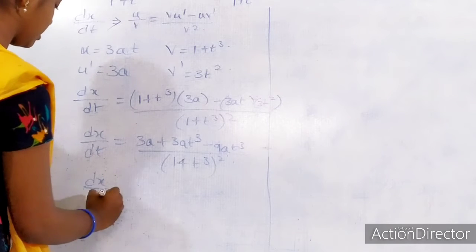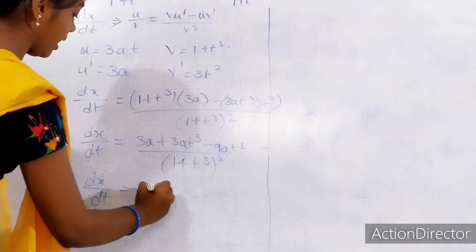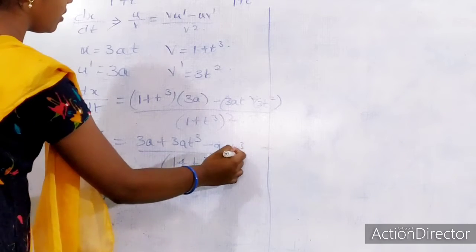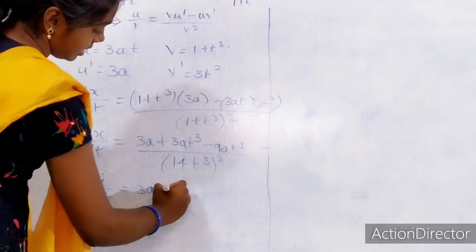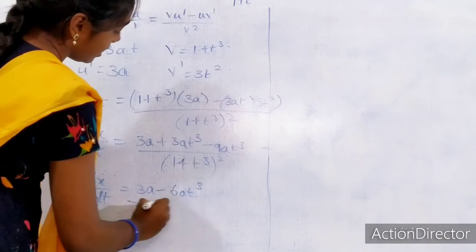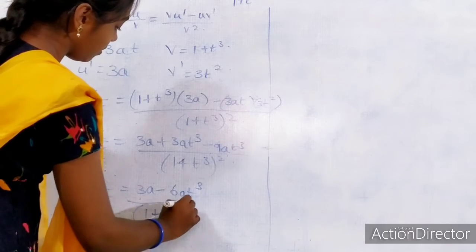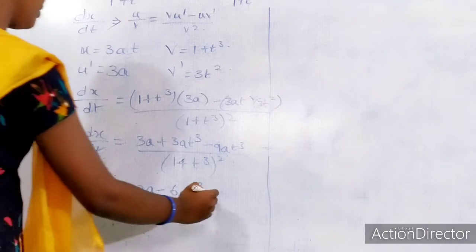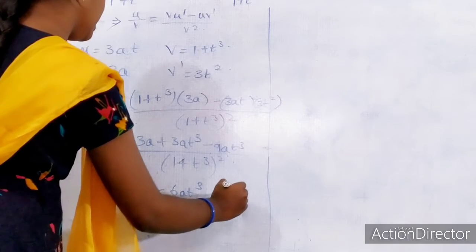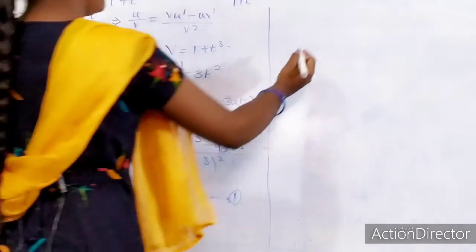dx by dt is equal to 3a minus 9at cube plus 3at cube, that is minus 6at cube, divided by 1 plus t cube whole square. We get the dx by dt value. So now we will find the dy by dt value.